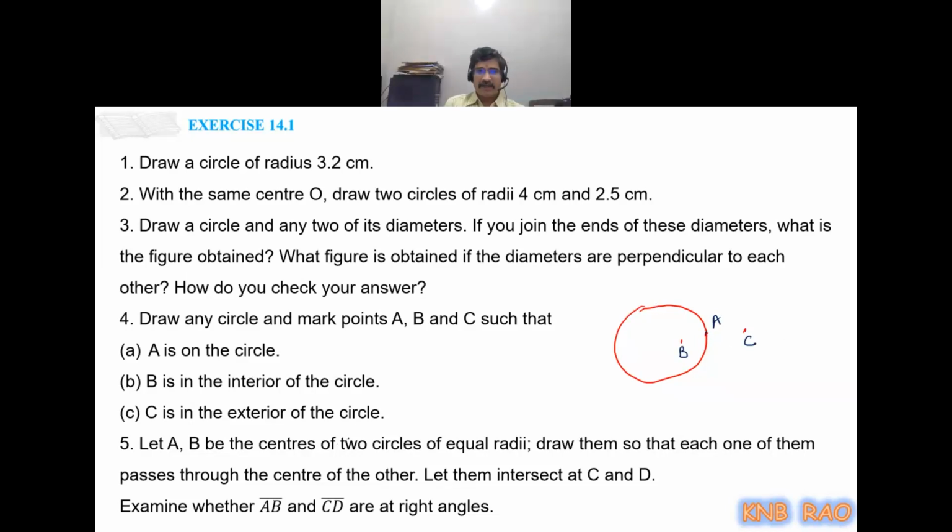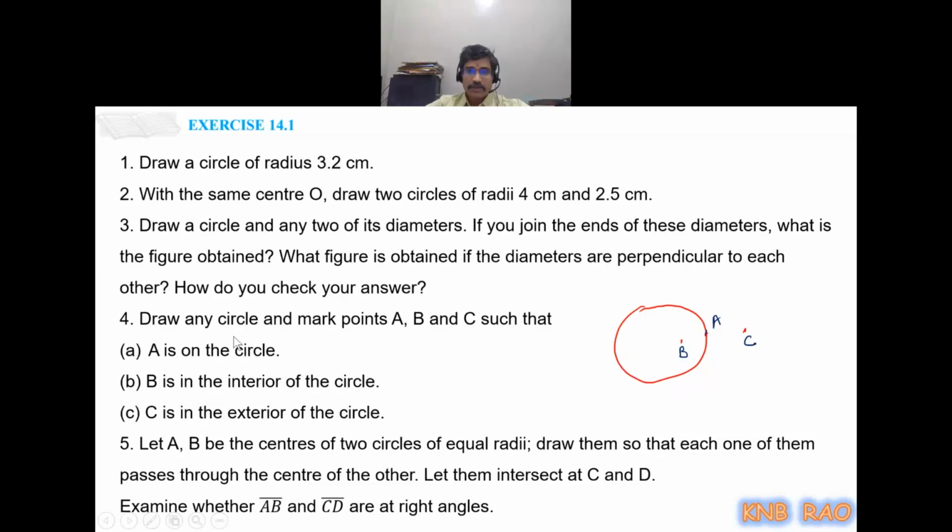Now, question number 5. Let A and B be the centers of two circles of equal radii. Draw them so that each one of them passes through the center of the other. Let them intersect at C and D. Now, examine. We will do this.